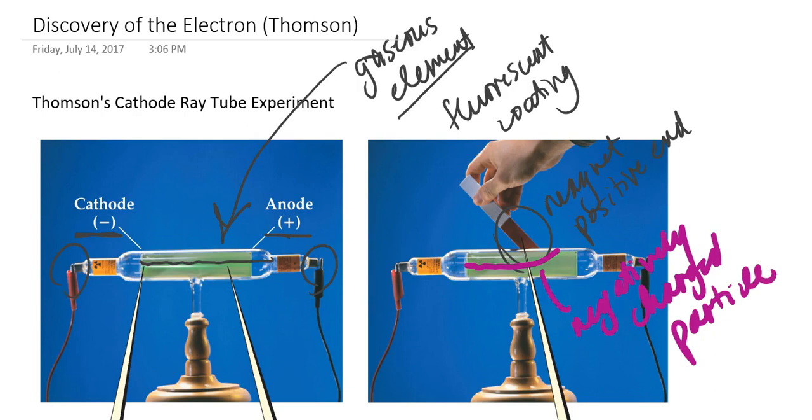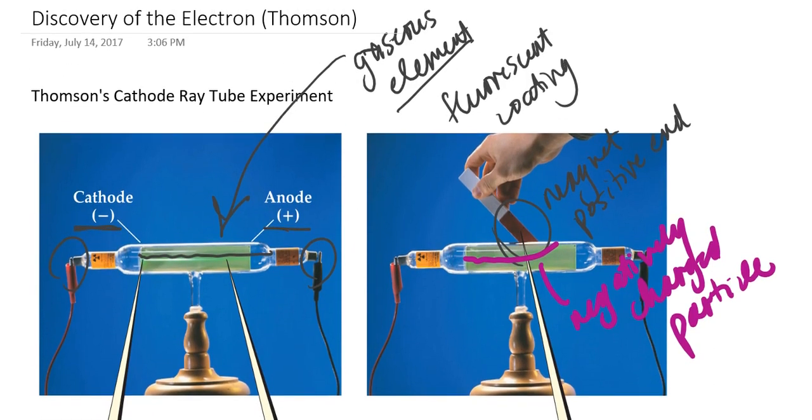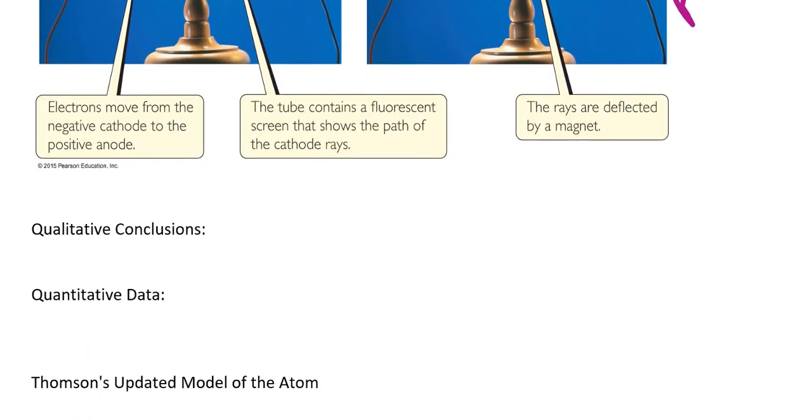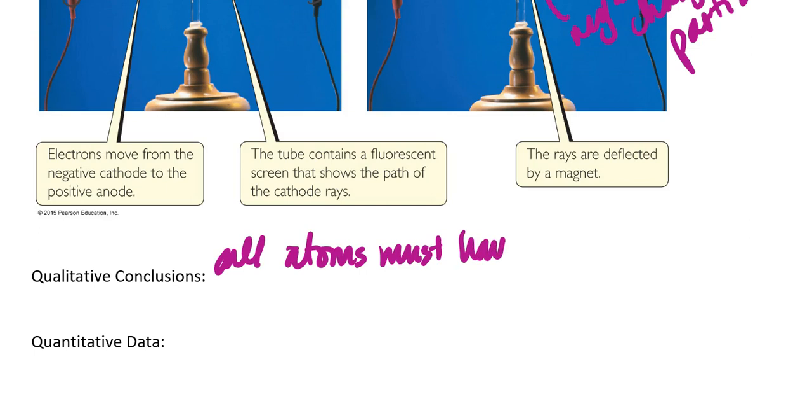particle. And it's been said that Thomson tested a number of elements. And so the behavior was the same, regardless of the gaseous element that he put in the cathode ray tube. And so, based on his work, he was able to conclude qualitatively that all atoms must have negatively charged electrons.